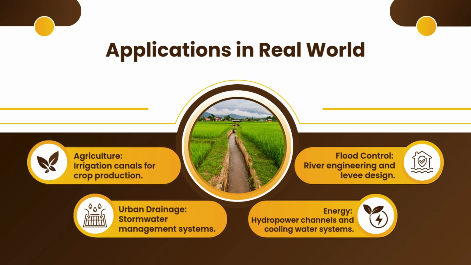2. Urban drainage, stormwater management systems. Second, in urban areas, open channels are critical for stormwater management. During heavy rains, these systems quickly carry away excess rainwater to prevent flooding in streets, homes, and businesses. Well-designed urban drainage channels keep cities safe and functional even during extreme weather.